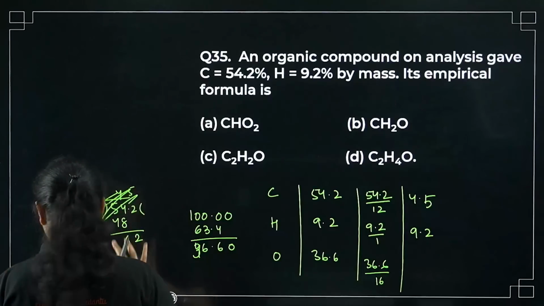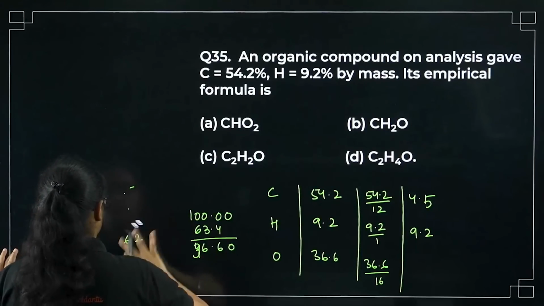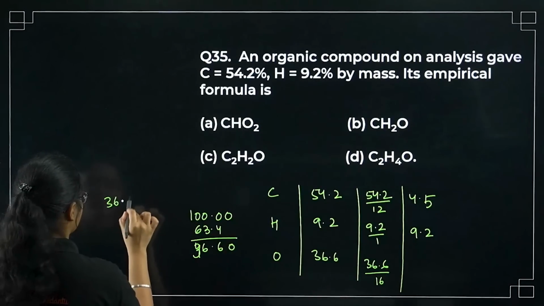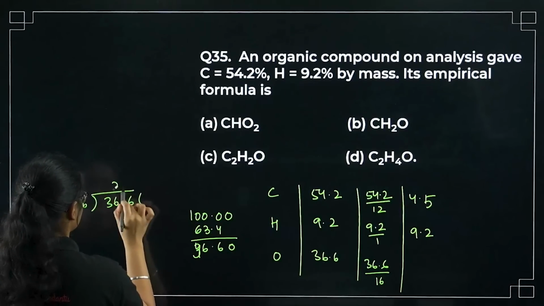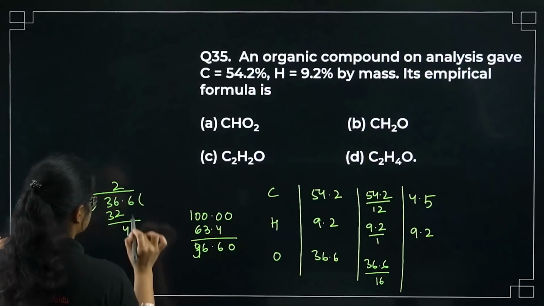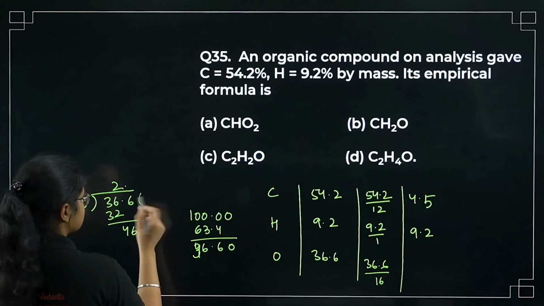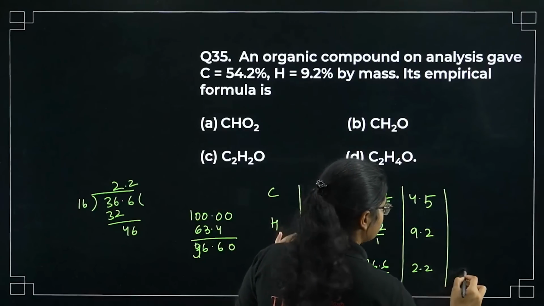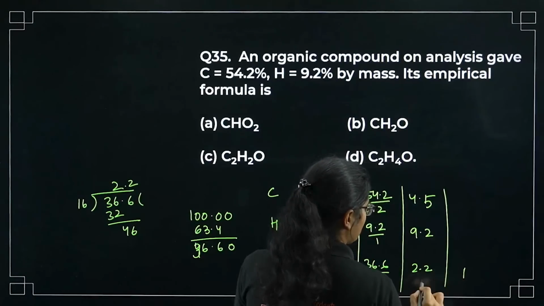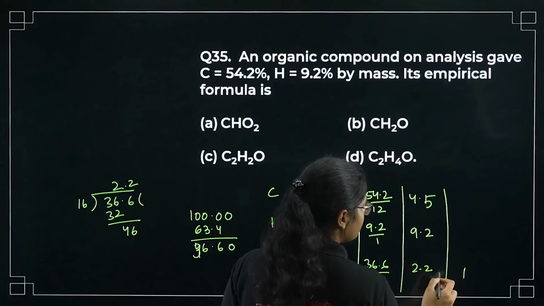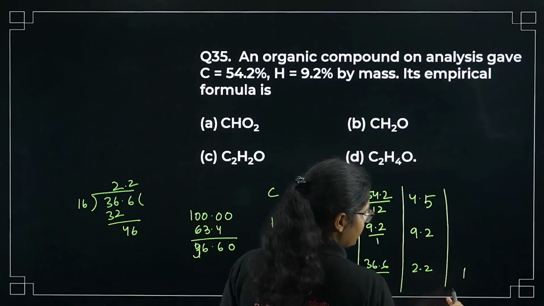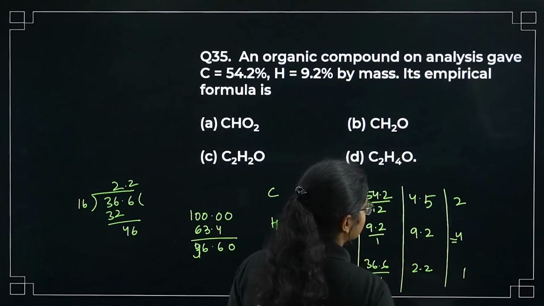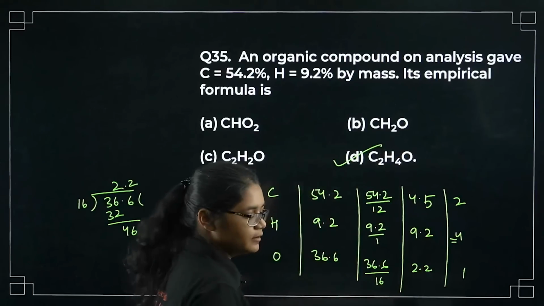So if I solve this one, 36.6 divided by 16. So 16 2s are 32. 46, 16 3s is 48, 16 2s is again 32. So I'll get something around 2.2. Now if I just divide them, each of them, I'll get 2.2 by 2 is 1. 2.2 into 4 is how much? 4 2s are 8.8. So I'll get something near to equal to 4, and 2.2 into 2 is 4. So C2H4O I will get, option number D here.